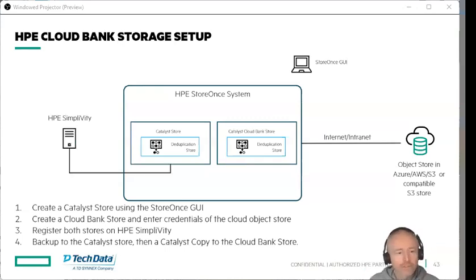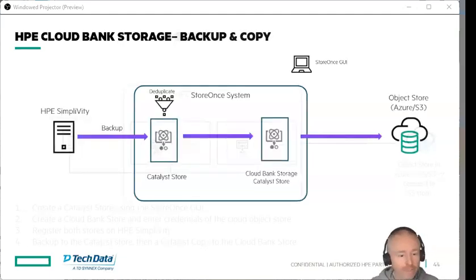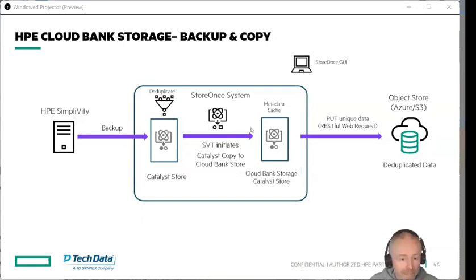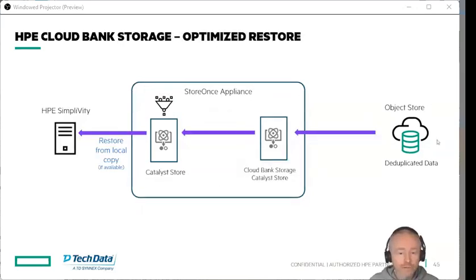And so at that moment, Simplivity will first make a backup to your Catalyst store. And then from that Catalyst store, we're going to copy that backup to that Cloud Bank store. When you store that data on your Cloud Bank store, that data is stored in an efficient way, of course, in that S3 compatible bucket. Now, for your user experience, of course, you're going to do this all through the Simplivity user interface. So Simplivity will initiate that Catalyst copy from the Catalyst store, which is local storage, to that Cloud Bank store, and then the Cloud Bank store will send all that unique data. So watch out, this is only unique data that will be stored on that object store, on that S3 or that Azure cloud storage.